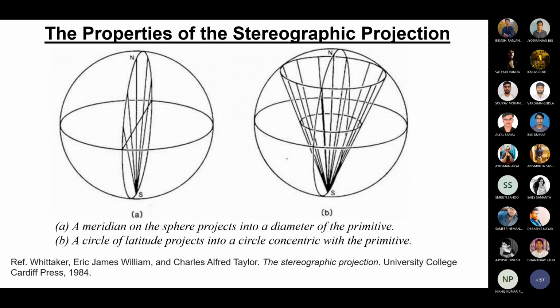So things look very simple, but what makes the stereographic projection preeminently suitable for the purpose is the fact that it projects any circle on a sphere into a circle on the projection. So this is one important understanding.